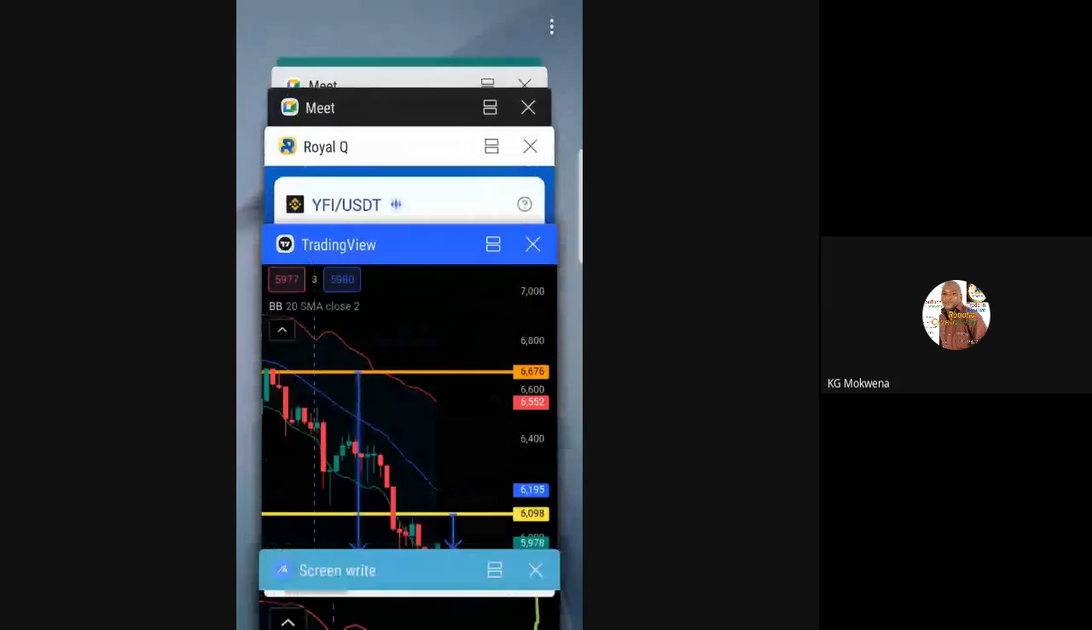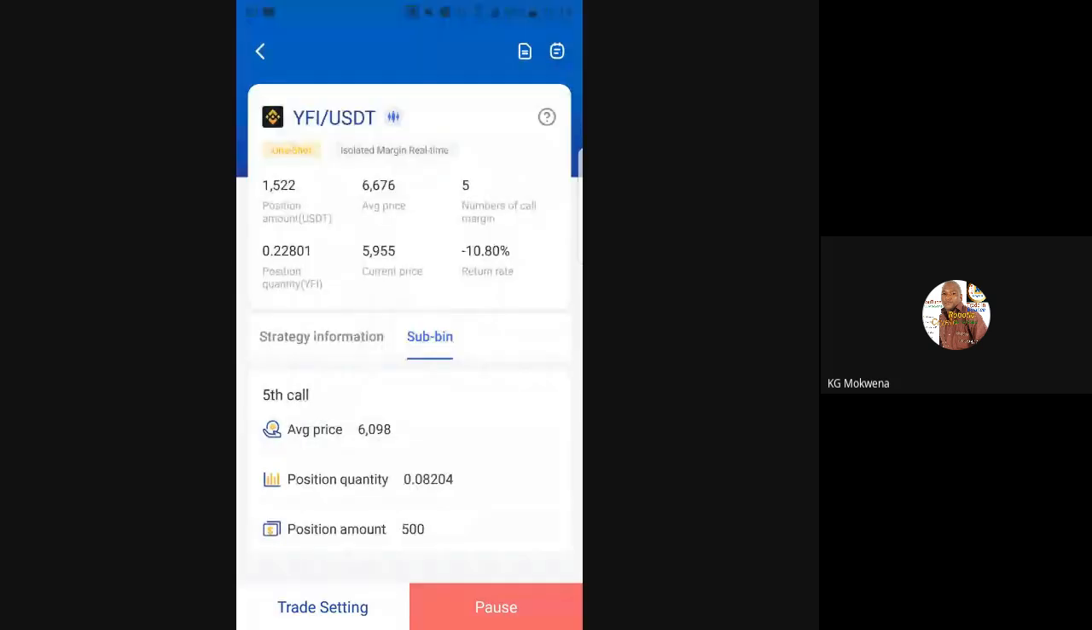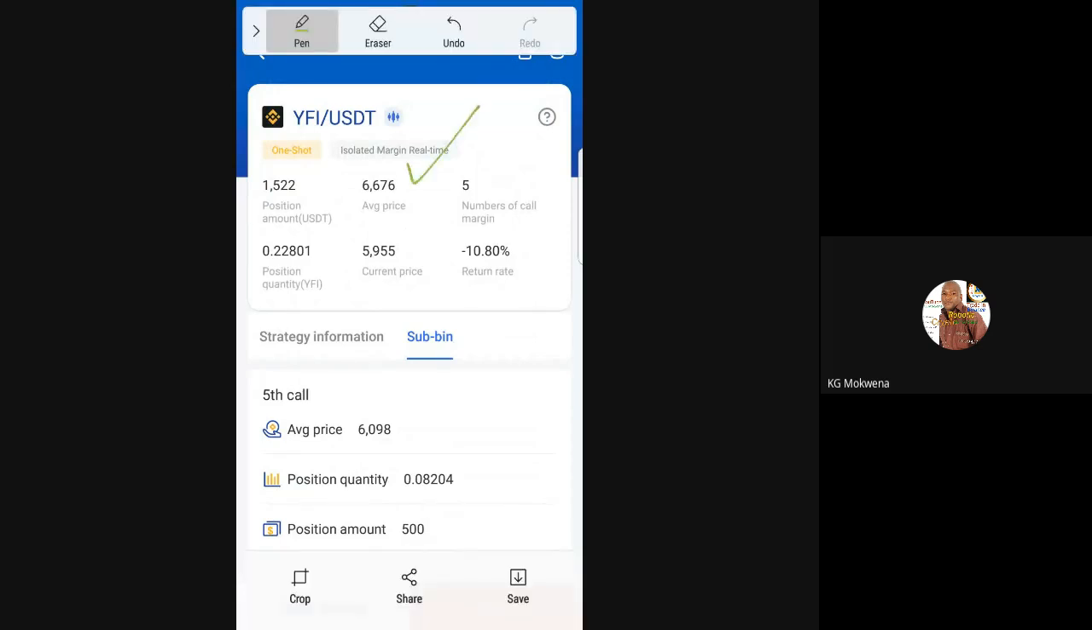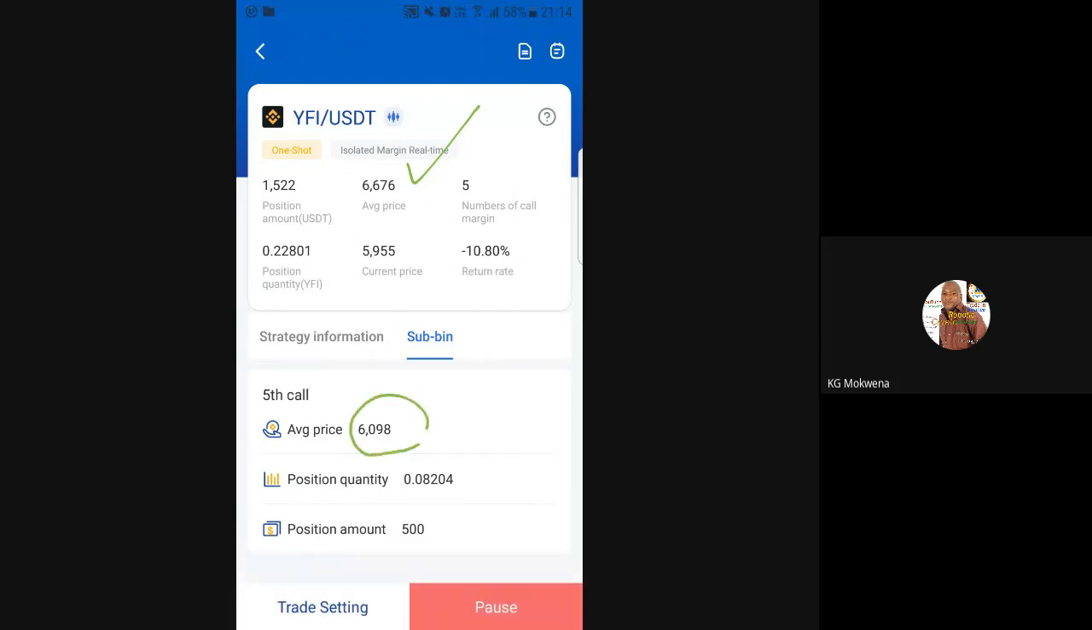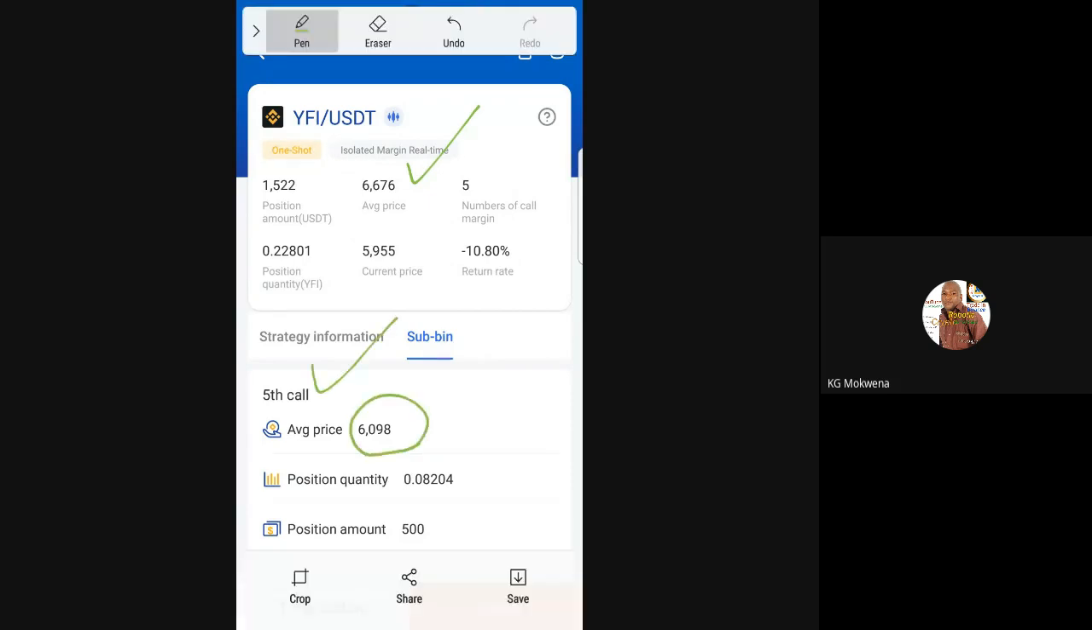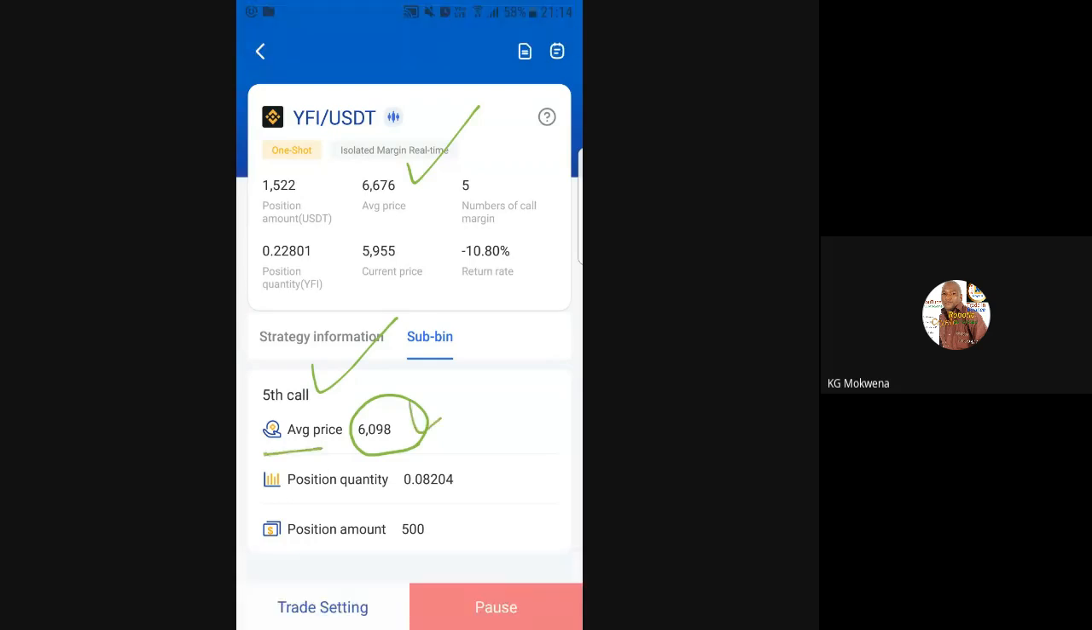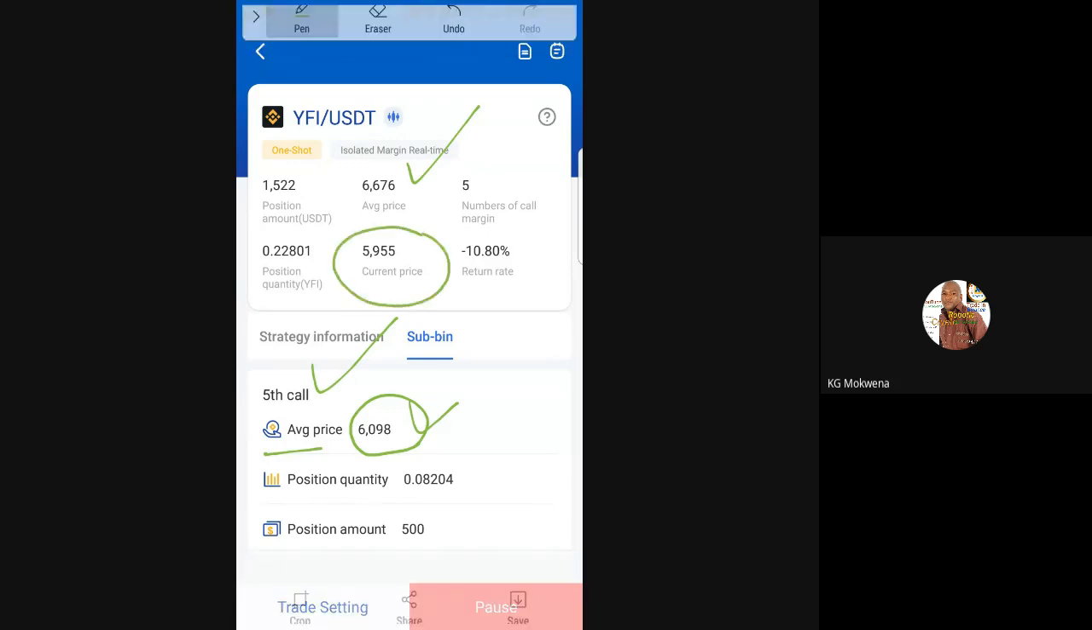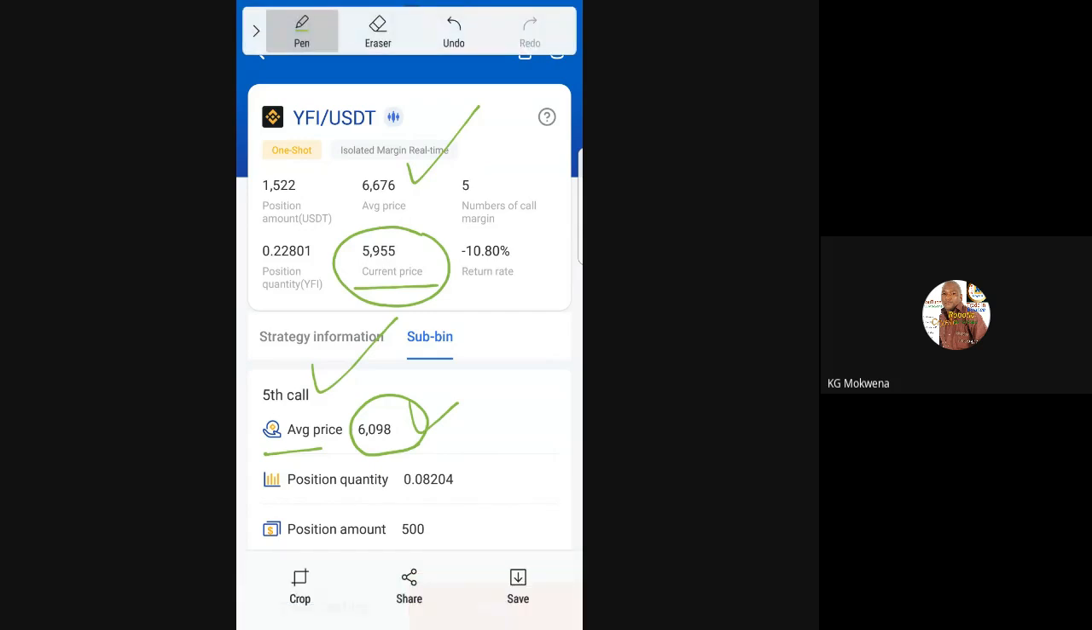Now, at the moment, you can see I have plotted this information on a chart. I have shown you on a chart the main average price of 6,676. And I've also shown you the sub-bin position number 5, which is the fifth call, its average price on the yellow line, 6,098. And not only that, I've also shown you the current price, which is the market price. It shows us 5,900 and something there in the green.